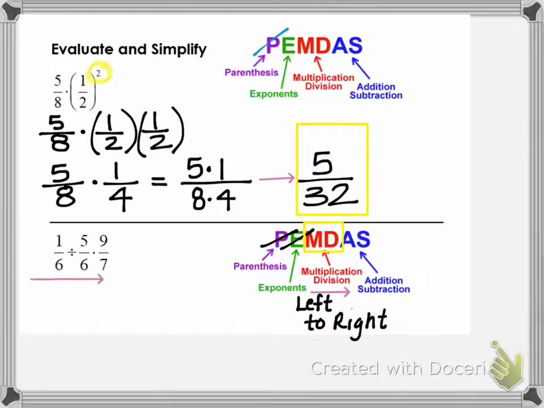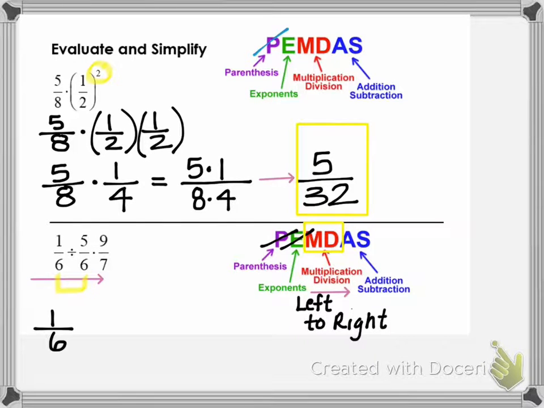When I look at this problem from left to right, the division step actually comes first. So this is a huge misconception. People think you always have to do all your step M for multiply before you do any step D for divide. But that's not the case. My first step here is going to be to divide 1/6 divided by 5/6, because that's the first operation I see as I go from left to right for multiplication and division.